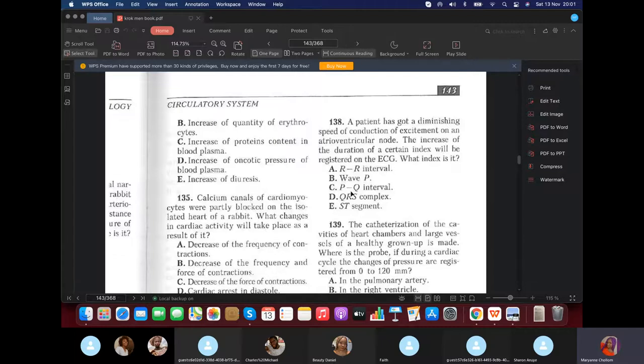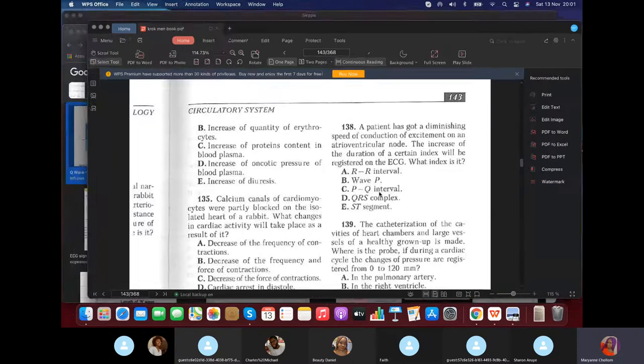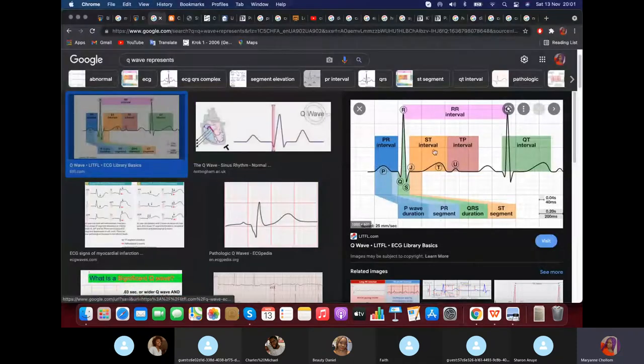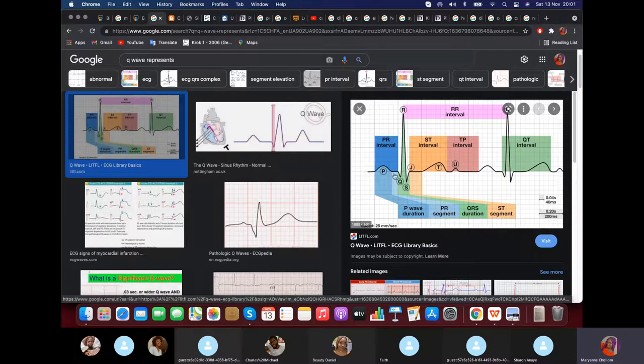So they say it's the PQ interval. Why did they not say PR segment? It's the same thing. That's how you need to know this. I was trying to explain that in my interval. PQ segment is from here to here, so it's almost the same thing as PR. No, the PR interval is actually from here to here.